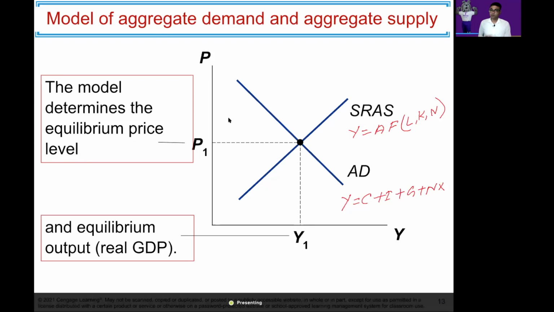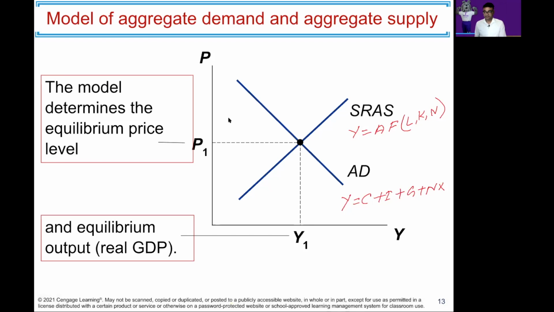So what about this chapter? This chapter will talk about why the aggregate demand curve is downward sloping, and when it could shift right or left, and why the short-run aggregate supply curve is upward sloping, the long run I'll talk about later, and when it could shift right or left. Okay, so these are the concepts we learn in this chapter.